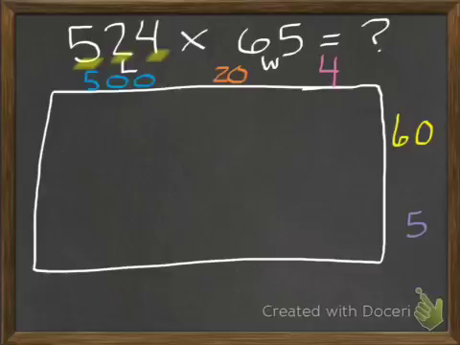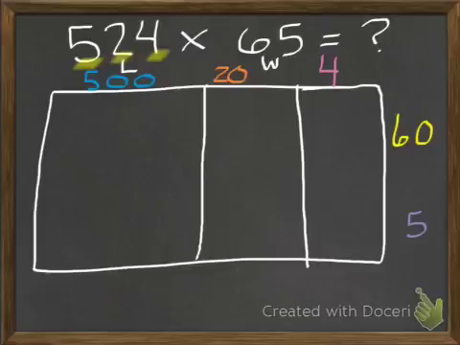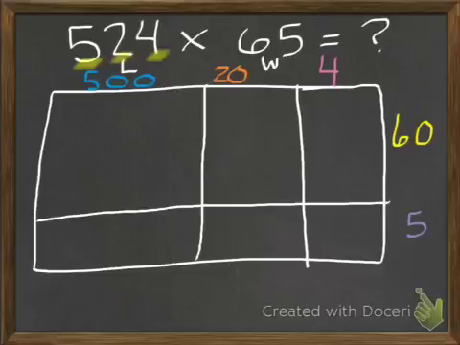What's special about area is that these numbers take up a certain amount of space. So because I have a 500, that's a lot larger than 20, so it's going to take up more space. 20 is larger than 4, but not by that much. So I'm going to give it its own space. And there's 4. 60 is a lot larger than 5, so it's going to get its own space as a lot larger than 5.